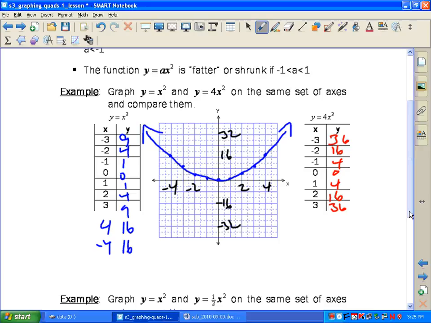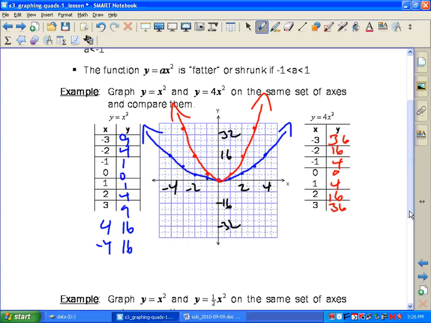Now for y equals 4x squared, we've got negative 3 and 36, so that's way up here. We've got negative 2 and 16, so that's way down here. We've got negative 1 and 4, so that's way down here. And I got 0, 0, so that point is in common between the two parabolas. And there we go. All right, so now let's just join the points. And we see that the red graph is significantly skinnier than the blue graph because of that 4. That 4 makes it so it's significantly skinnier.